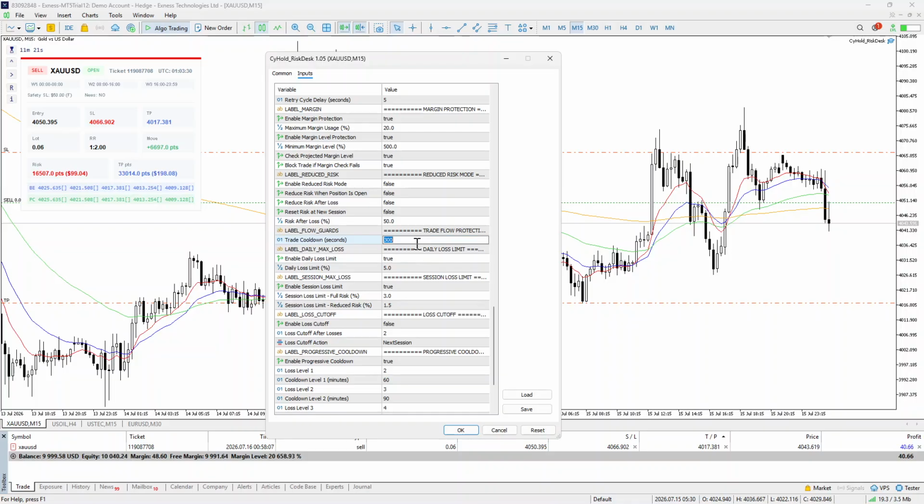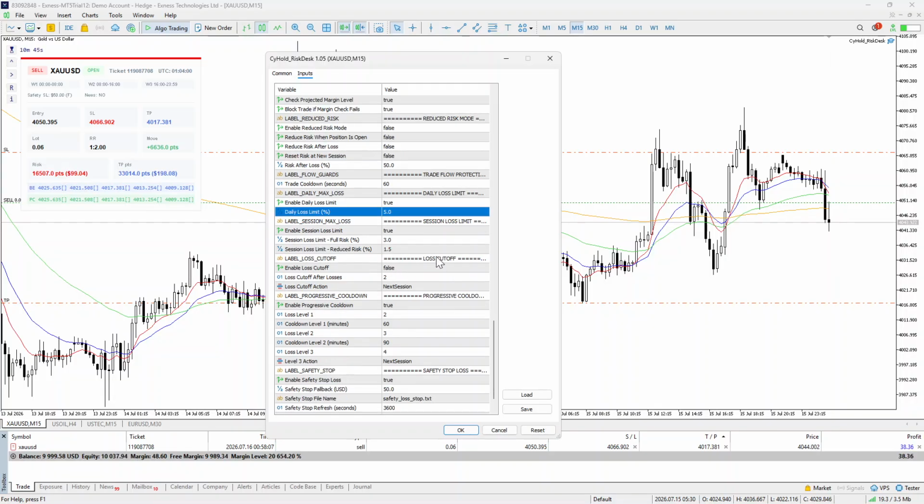Okay, trade cooldown. Here, it's important to have this at least some seconds to avoid opening more than one trade on the same click. In general, I let some minutes, but for example, you click and then after 1 minute you want to click, you need to wait as many seconds as you put here to open the next trade. Loss limit 5%. So if on that day you have a drawdown of 5%, it will not allow you to open other trades, if it's true here. If you put false, it will allow, of course.